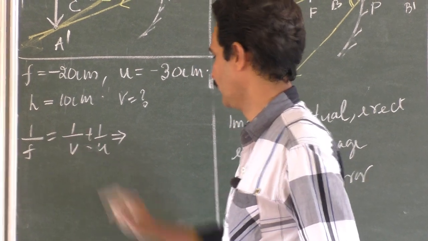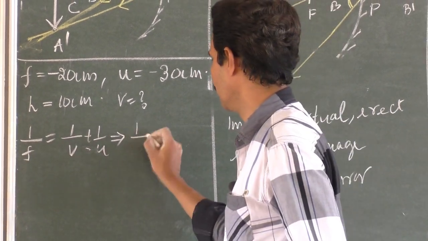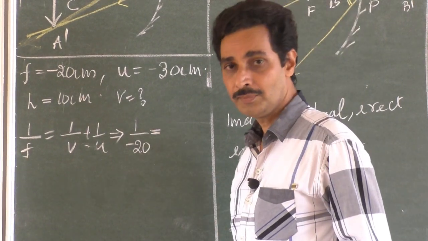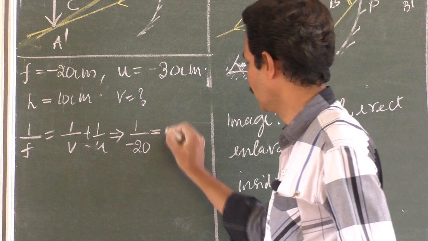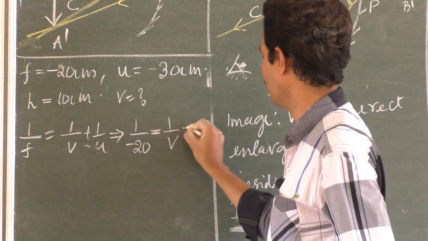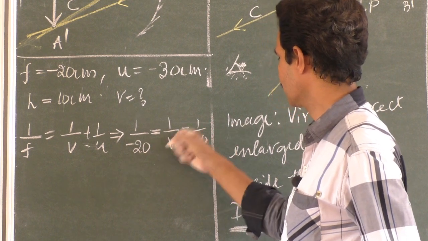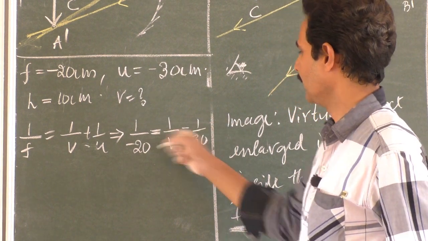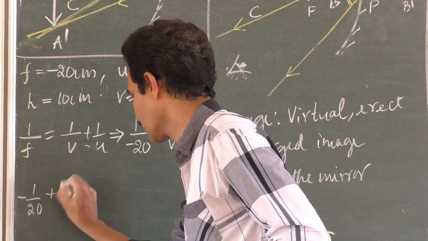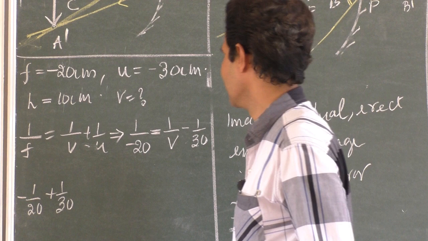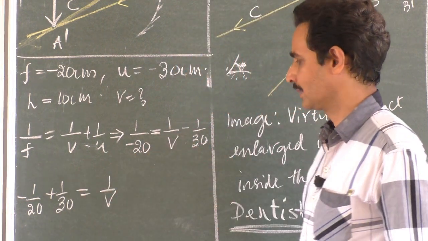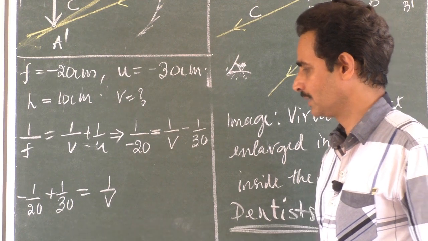1 by F is 1 by minus 20 is equal to 1 by V plus 1 by U. U is minus, so I'll write minus 1 by 30 directly. Plus 1 by minus 30. Bring minus 1 by 30 to this side. Minus 1 by 20 plus 1 by 30 is equal to 1 by V. This comes to be plus when it goes to the left hand side. 1 by V remains here only.